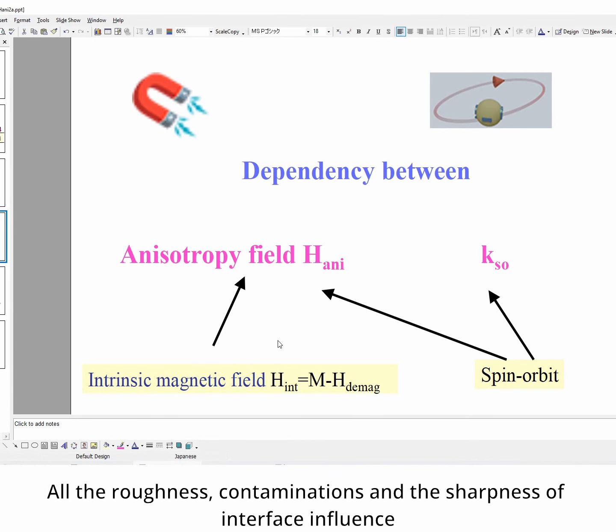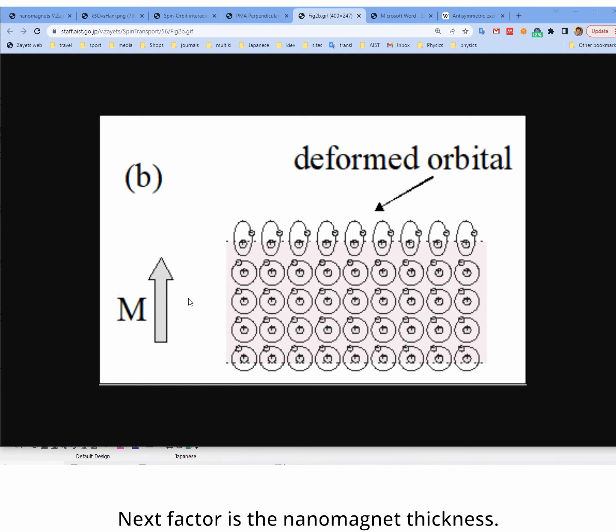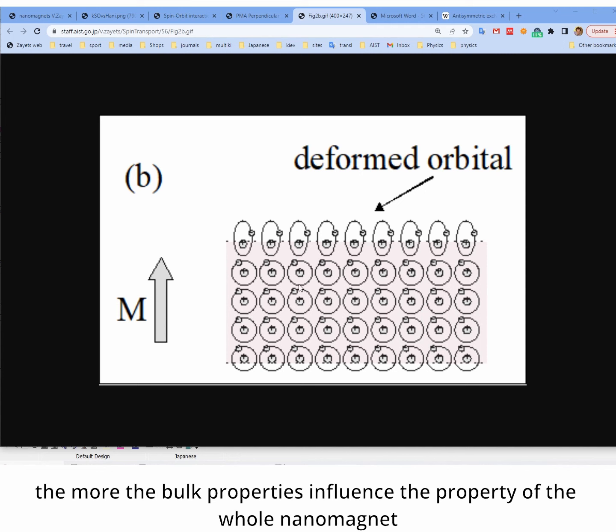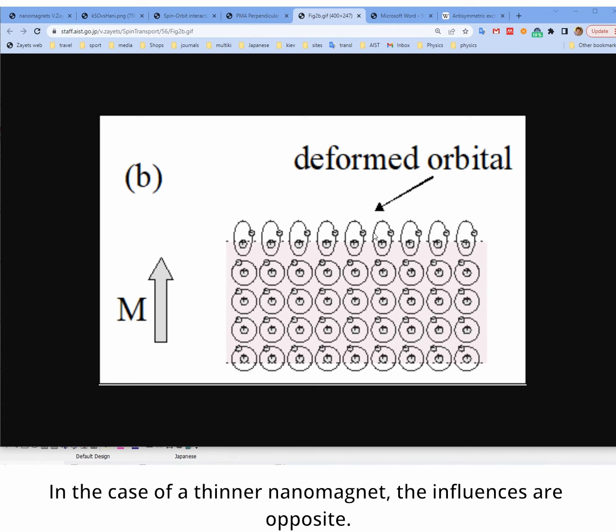All the roughness, the contamination, and the sharpness of the interface influence both the strength of spin-orbit interaction and the magnetization field. The next factor is the nanomagnet thickness. The influence of thickness is more obvious. The thicker the nanomagnet is, the more the bulk properties influence the property of the whole nanomagnet, and the smaller the influence of the interface. In the case of a thinner nanomagnet, the influences are opposite.